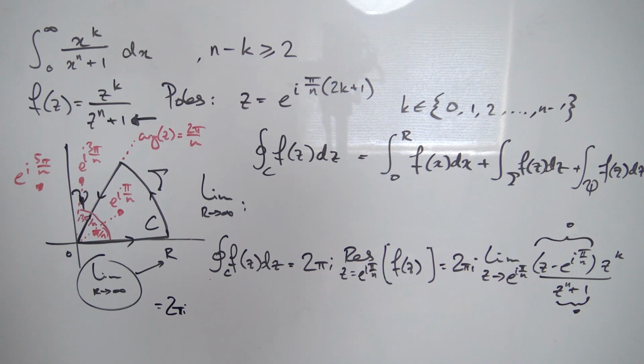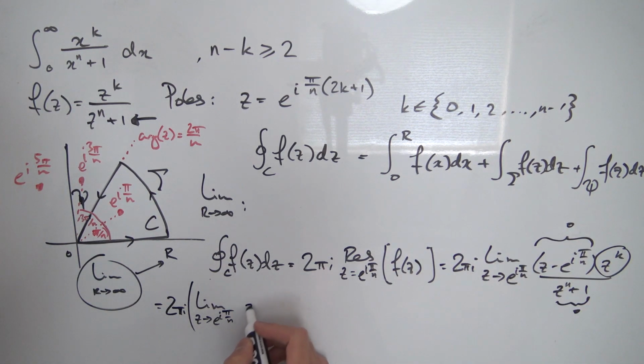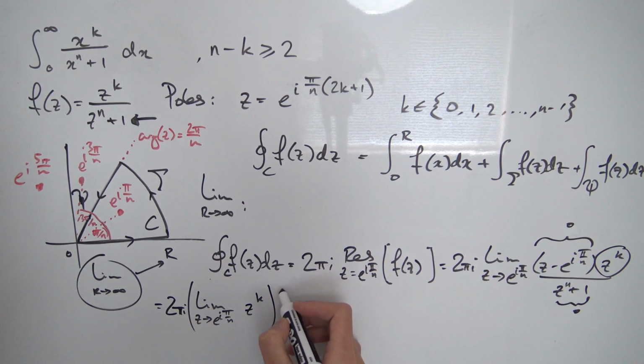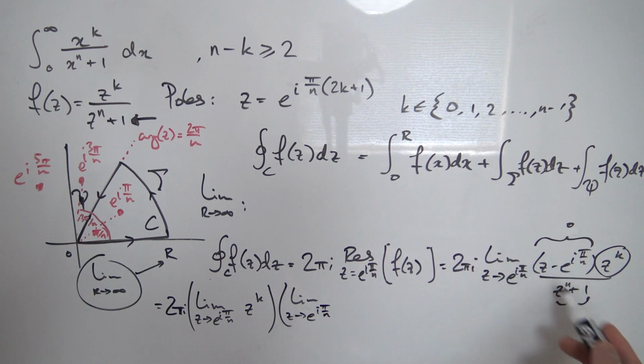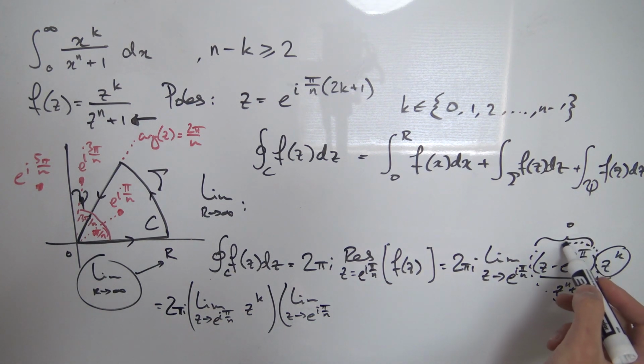Let's actually split the limit up a little bit. I'm going to take a look at the limit of this thing first, because that's not going to go to 0. So let's just split up the limit. So we have the limit as z approaches e to the i pi over n. So I'll just put brackets right here just to be clear. We have our z to the k. So that's our first part of the limit. And we also have the second limit. So the limit as z approaches e to the i pi over n of whatever's remaining right here, which is just this part, so excluding that z to the k.